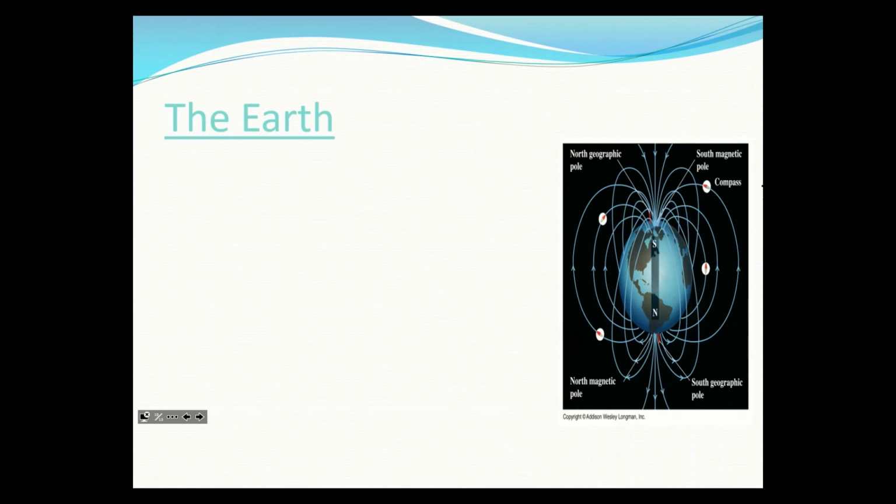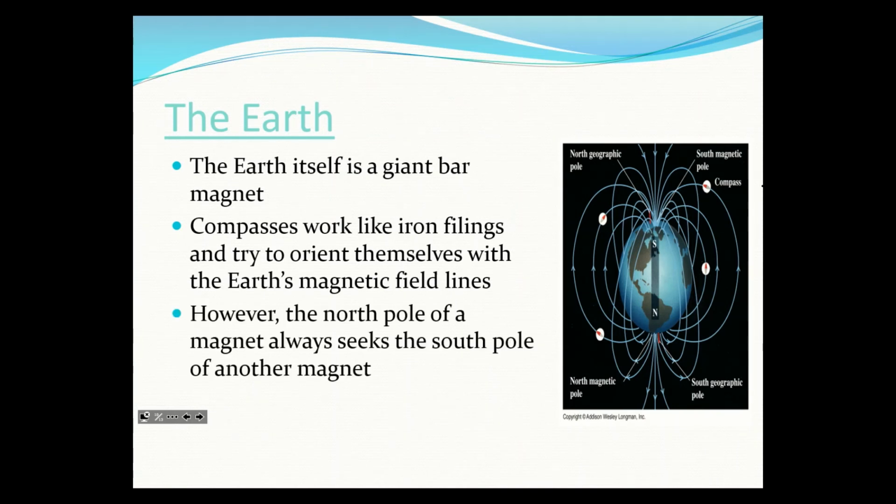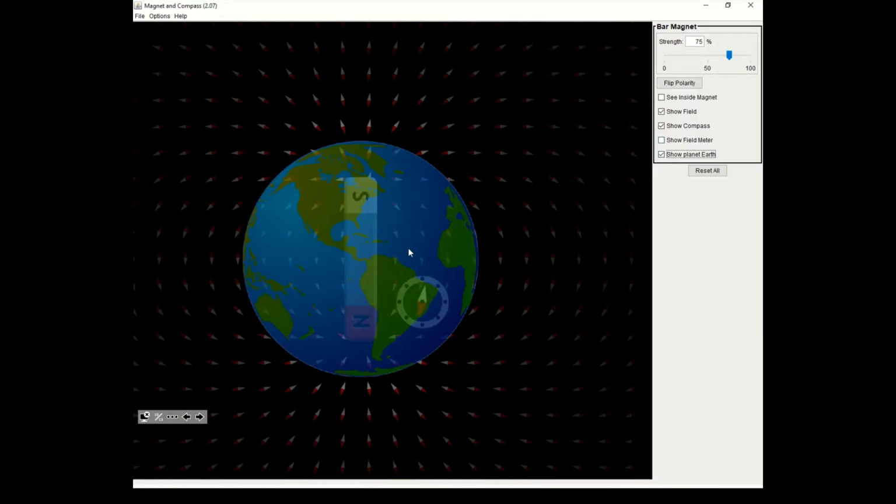So the Earth is kind of like a giant bar magnet, and compasses work like iron filings, and they try to orient themselves with the Earth's magnetic field. However, the north pole of the magnet should always seek the south pole of another magnet. So what's weird is that, let me open up a simulation. Let me show planet Earth here.